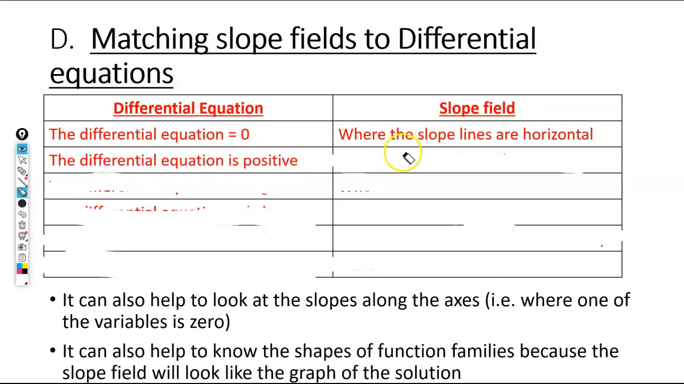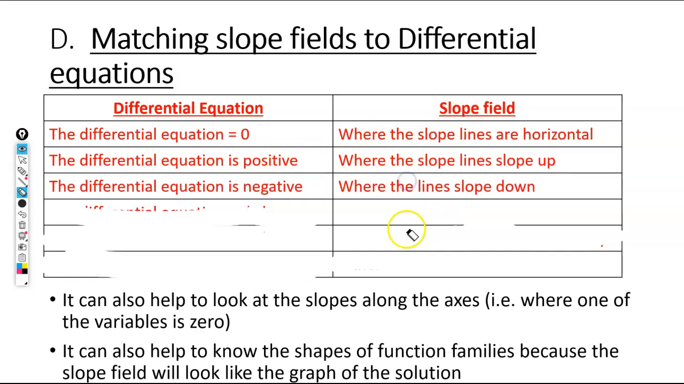Here's another thing to look for. If your differential equation is positive, we would expect to see the lines going up, obviously, and if it's negative, we'd expect to see the lines going down. That's kind of like one of your last resorts to look at, though.